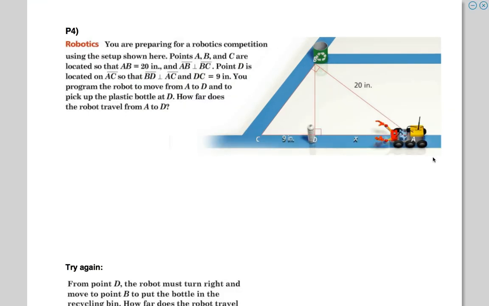All right, you're preparing for a robotics competition using the setup shown here. Points A, B, and C are located so that AB equals 20. They wrote that in there for us. AB is perpendicular to BC. Point D is located on AC so that BD is perpendicular to AC, and DC equals 9. You program the robot to move from A to D and to pick up the plastic bottle at D. How far does the robot travel from A to D?